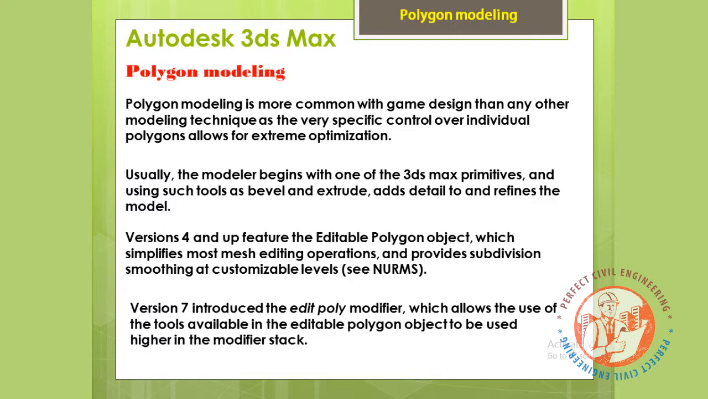Versions 4 and up feature the editable polygon object, which simplifies most mesh editing operations, and provides subdivision smoothing at customizable levels, see NURBS. Version 7 introduced the Edit Poly modifier, which allows the use of the tools available in the editable polygon object to be used higher in the modifier stack.